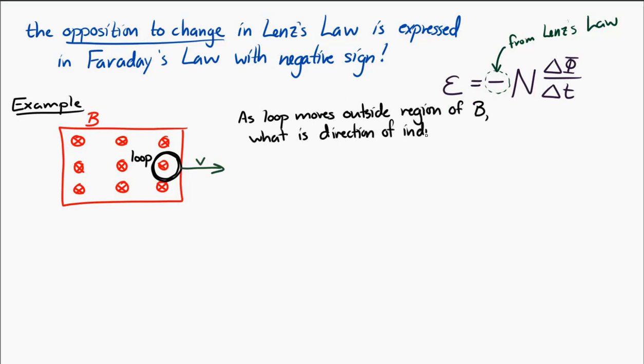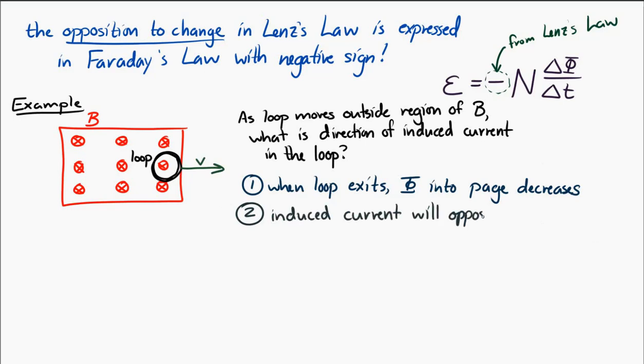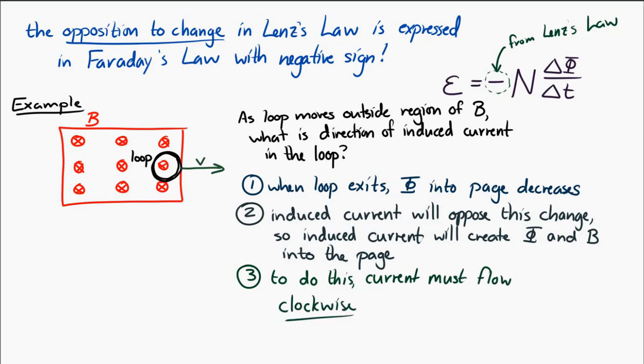As it moves outside the region of magnetic field, what's going to be the direction of the induced current in the loop? Well, when the loop exits the region, the flux into the page decreases. There's going to be less flux into the page as it leaves that region. Lenz's law says that the induced current in that loop will oppose this. So the induced current is going to create a flux into the page and a magnetic field into the page. To do this, the current must flow clockwise around the loop.